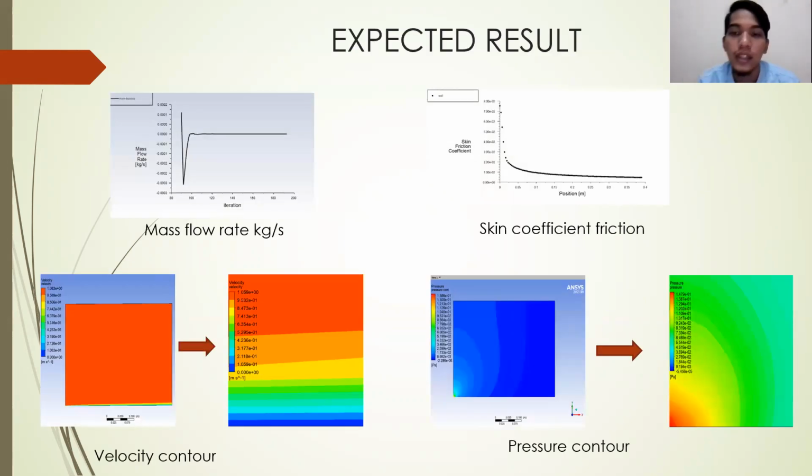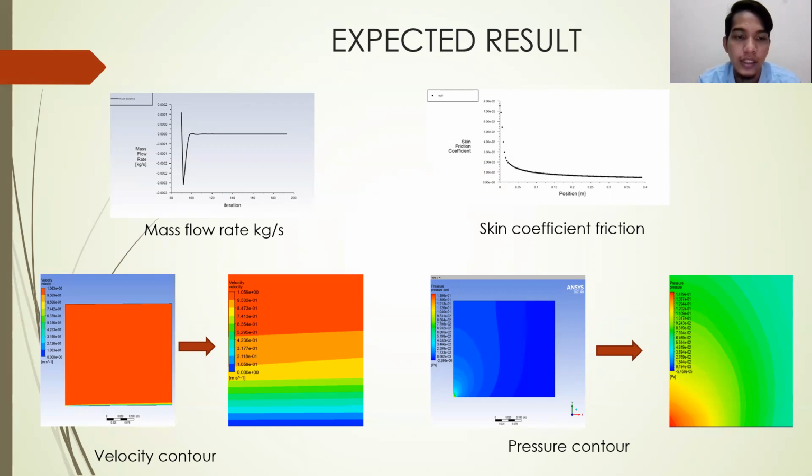So this is my expected result for this research. First of all is mass flow rate. The mass flow rate is decreasing until about negative 0.005, and then is constant at 0. So this is the skin friction coefficient that has been obtained using ANSYS Fluent.